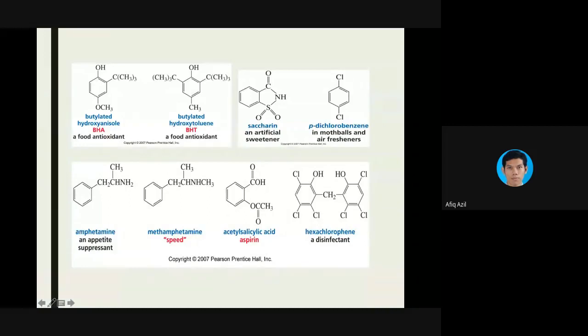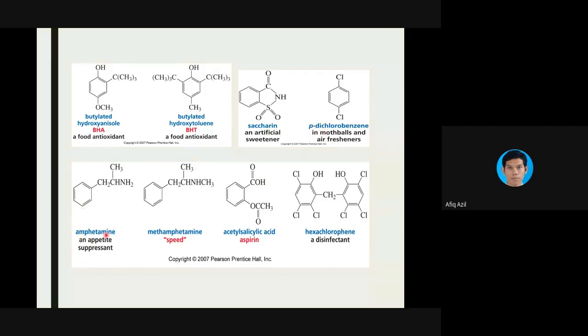And we have this P, or also known as para. Later we'll see what is P. Dichlorobenzene in mothball and air freshener. Okay, ubat gegat. Okay, this is another form of it.